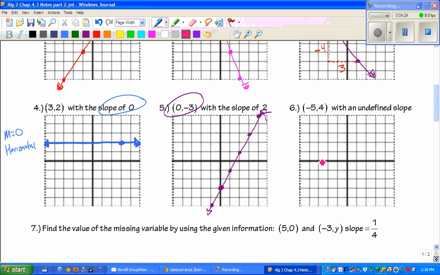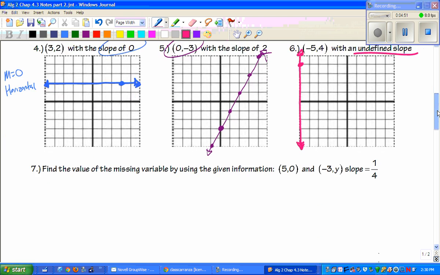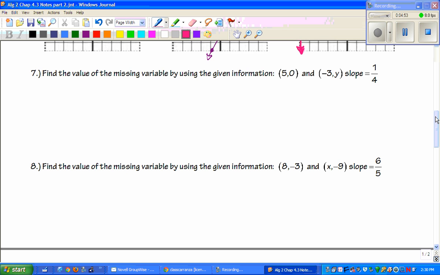All right, last one. -5 over 4, so we go -5 over 4. There's our point, and this slope is undefined. This is another one of those slopes that you just kind of need to memorize. When your m is undefined, it's a vertical line. Let's move on to the next part.